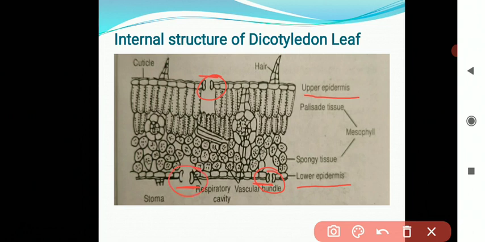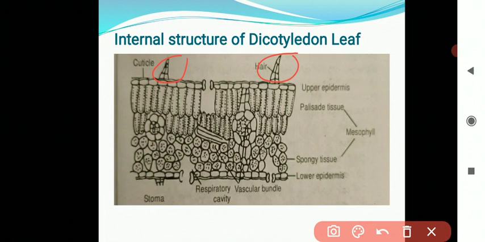If stomata are present only on the lower epidermis, then the leaf is said to be hypostomatic. Whereas when stomata are present on the upper epidermis, the leaf is known as epistomatic. Unicellular or multicellular trichomes are present. In epidermal tissue, we can see unicellular or multicellular trichomes. The epidermis checks excessive transpiration due to the cuticle. This cuticle on the epidermis helps to reduce the transpiration or loss of water from the leaf.